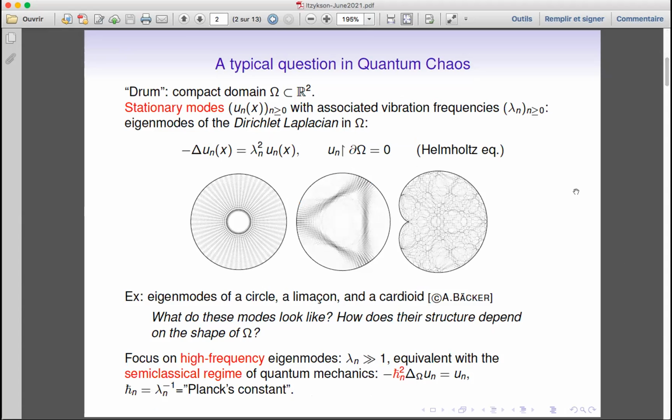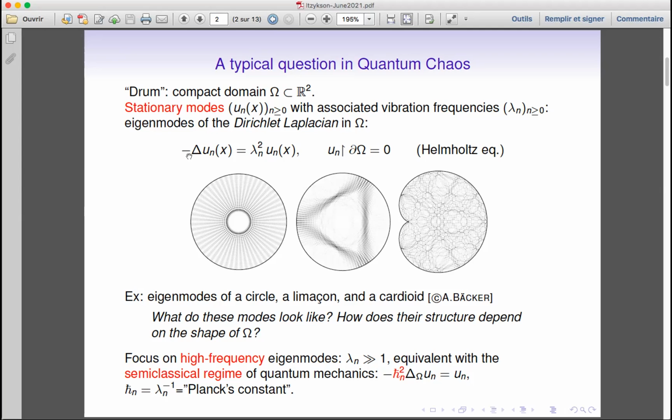The easier setup is to look at Euclidean drums, or Euclidean domains, or quantum billiards. You can call them different names, and assume that you take Dirichlet boundary conditions on the boundary. These are deformations of a circle. This is a circle, this deformation is a limaçon, and when you deform again to the end, you get a singularity, and this is a cardioid. This one is chaotic. This one is not chaotic, it is, let's say, intermediate. And this one is, of course, integrable.